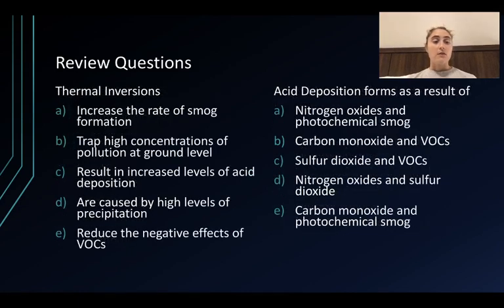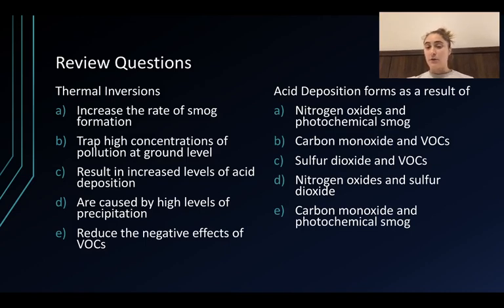Okay, thermal inversions: increase the rate of smog formation, trap high concentrations of pollution at ground level, result in increased levels of acid deposition, are caused by high levels of precipitation, or reduce the negative effects of VOCs. The correct answer here is going to be B, trap high concentrations of pollution at ground level, because that cool air that's trapped below that warm layer can't move up, and that's going to lead to all pollution sitting in one area.